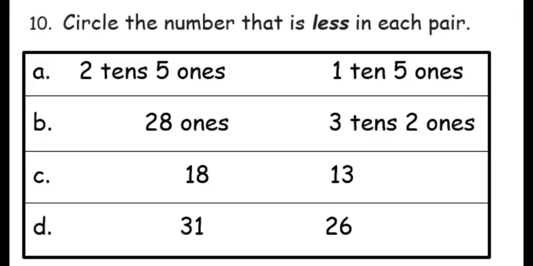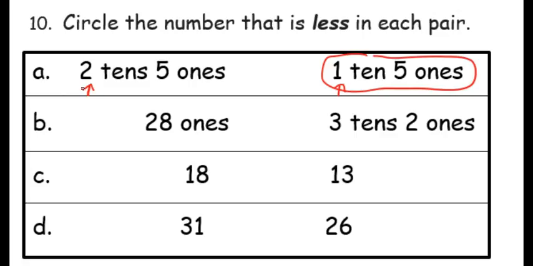And once again, we'll compare numbers without pictures. This time we're going to circle the number that is less in each pair. I'll start by comparing 2 10s and 5 1s to 1 10 and 5 1s. We'll start by comparing their 10s. The first number has 2 10s. The second number only has 1 10. So this number would be less than the first number.